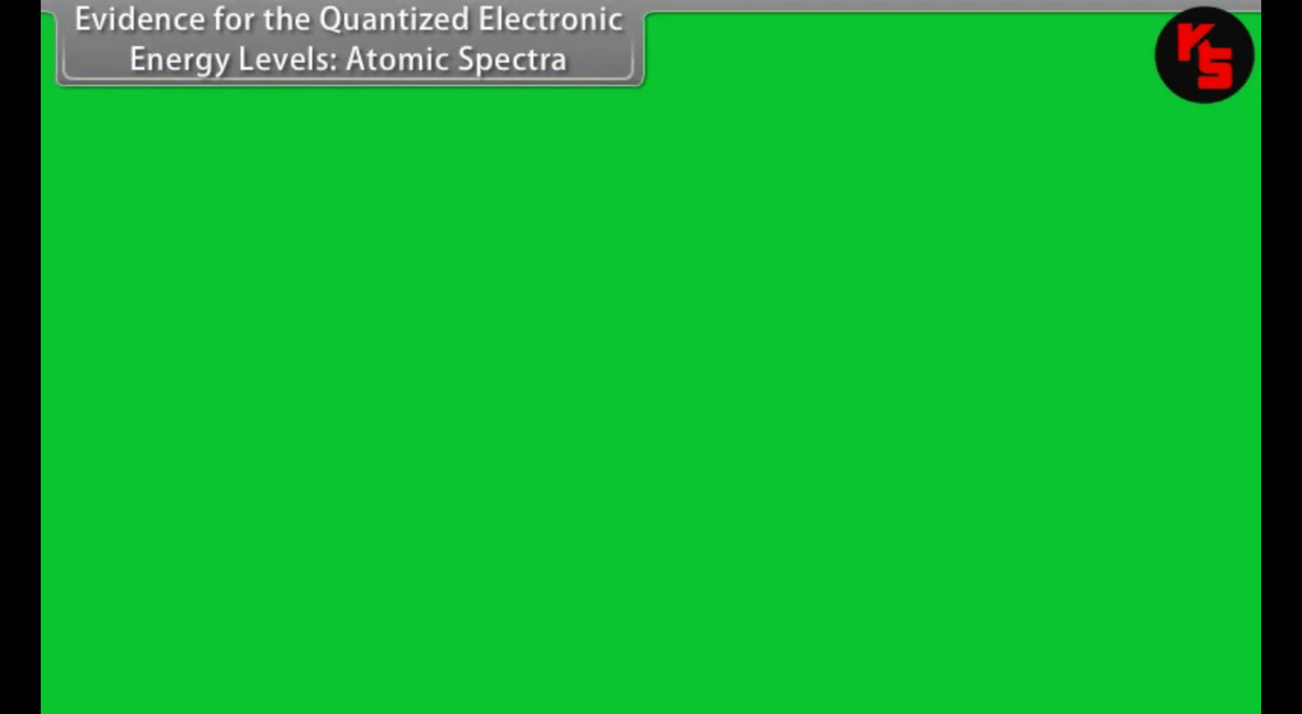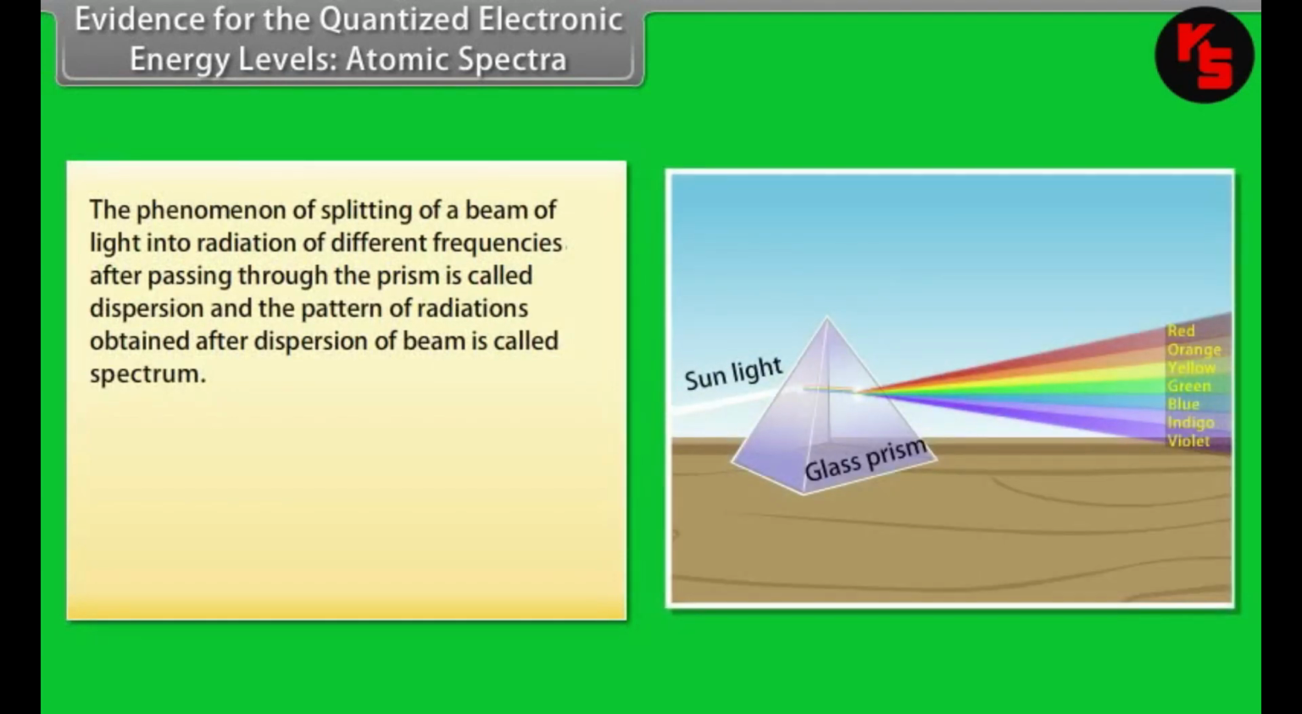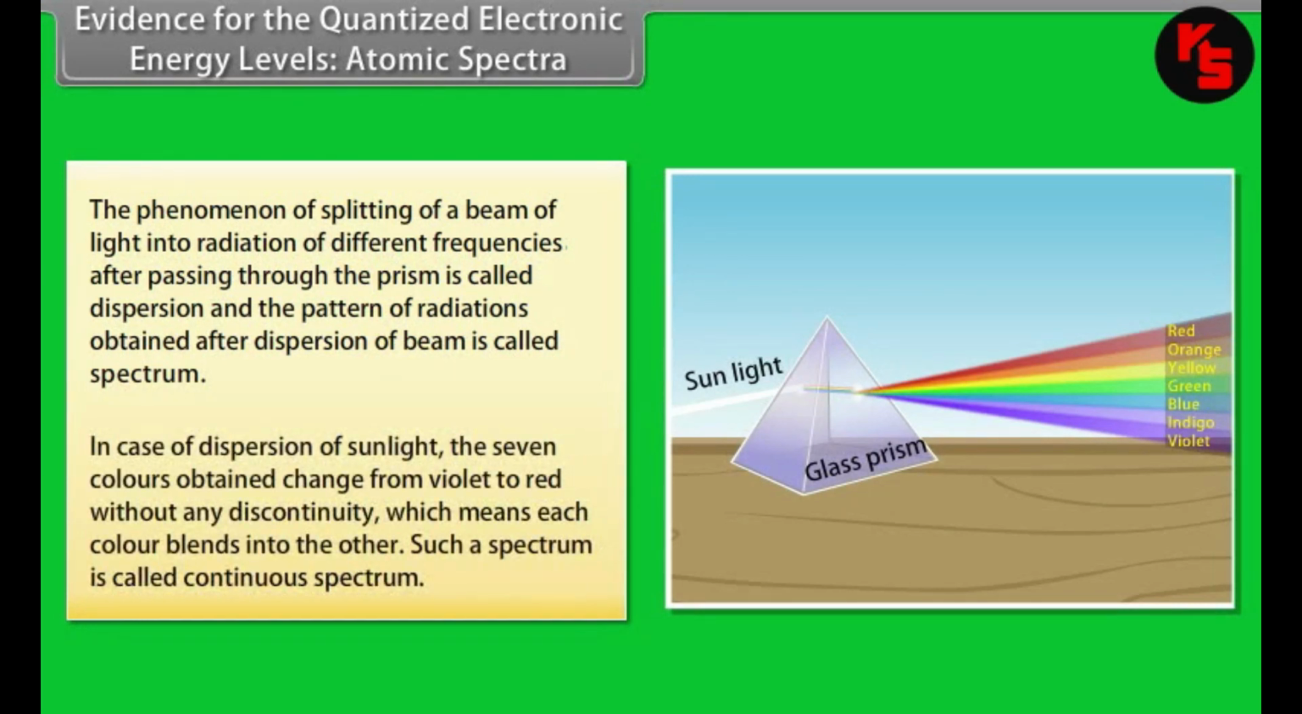Evidence for the quantized electronic energy levels. Atomic spectra. The phenomenon of splitting of a beam of light into radiation of different frequencies after passing through the prism is called dispersion, and the pattern of radiations obtained after dispersion of beam is called spectrum. In case of dispersion of sunlight, the 7 colors obtained change from violet to red without any discontinuity, which means each color bends into the other. Such a spectrum is called continuous spectrum.